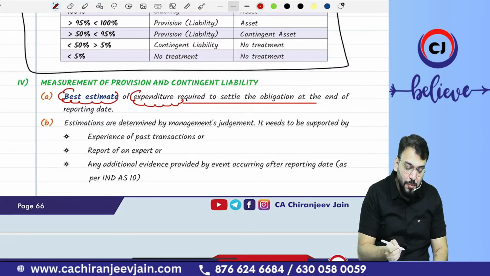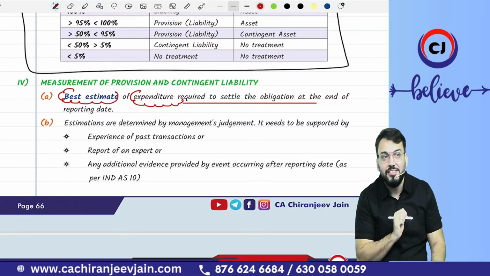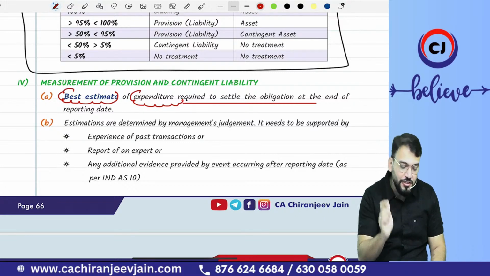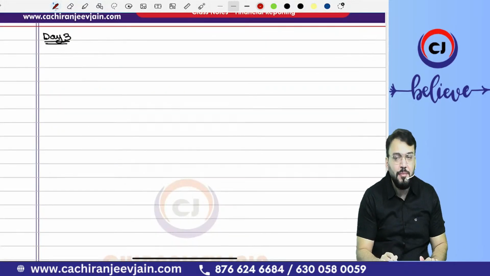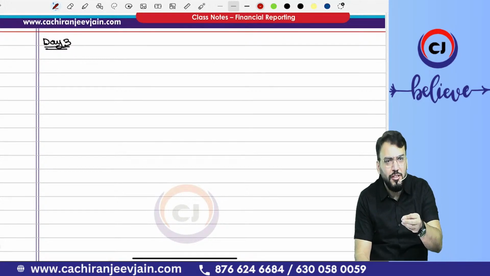Let's see whether you have understood the English or not. Correct. Now, because you have FM knowledge, you can also understand the emotions of this particular para.